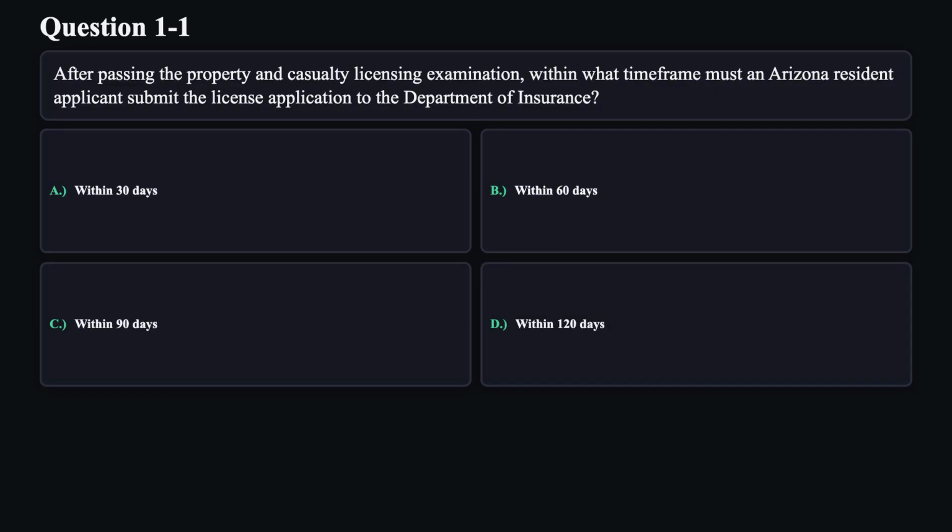D. Within 120 days. A countdown circle appears in the top right. Once it completes, the answer is revealed. You can pause at any time if you'd like longer to think. If you'd like additional practice covering more topics, see the description for our book.